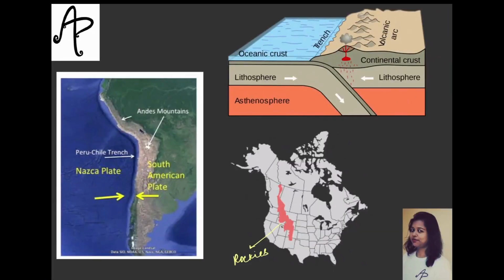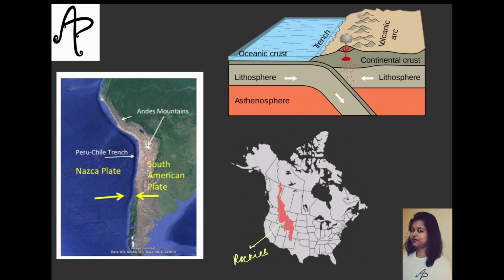Before we go to the Rockies, let's quickly see it here. This is the diagrammatic representation. Just to repeat, the oceanic plate is subducting under the continental plate and the trench formation takes place here. You can have these images of the South American continent in your atlas also. Here you will see the Nazca plate subducting under the South American plate. This is the chain of mountains, the Andes Mountains. And the trench that is forming here is the Peru-Chile trench.